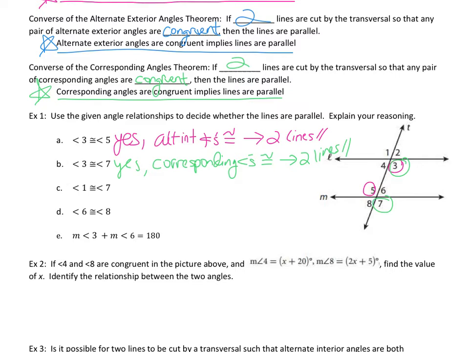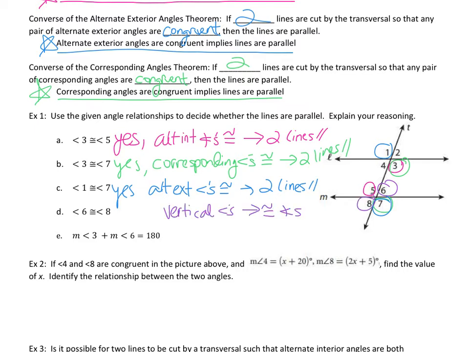Thirdly, for letter C, 1 and 7 are congruent, and those are alternate exterior angles. And if alternate exterior angles are congruent, then that does imply that we have two lines that are parallel. So this is also going to be a yes. For letter D, we have angles 6 and 8, and 6 and 8 are vertical angles. All that vertical angles tells us is that we have congruent angles, but it does not tell us anything about parallel lines. So this would not have enough information to say that our line L and M are going to be parallel to each other.